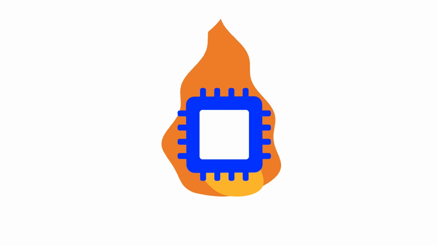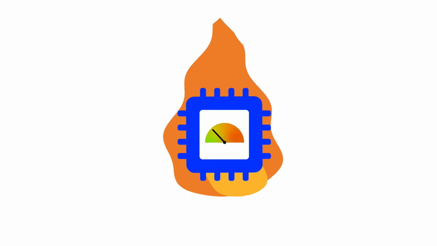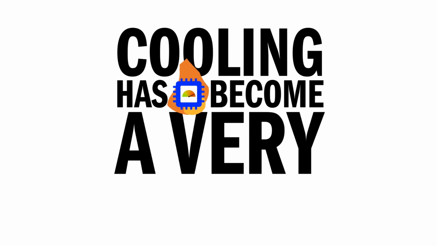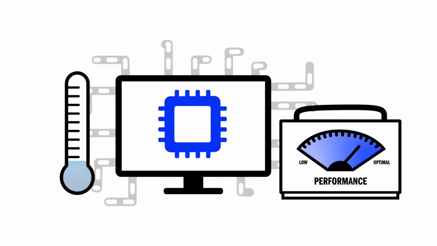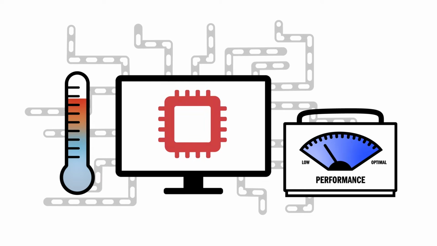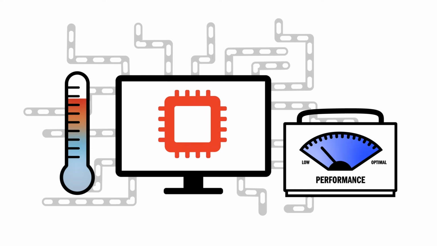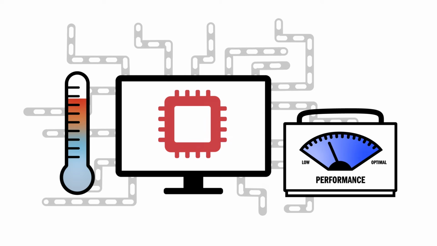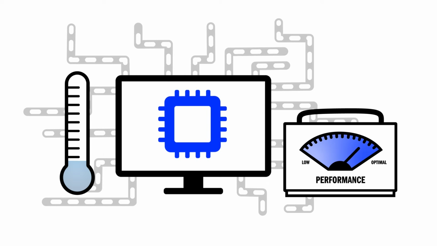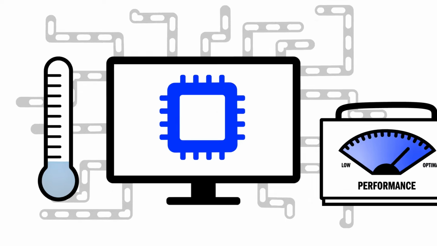However, the continuous shrinking of processors has led to smaller and more densely packed chips. In today's world, thermal management is crucial to processor performance. Indeed, cooling has become a very hot topic. Managing power dissipation is the critical factor in determining speed, efficiency, and reliability in high-performance computing. Having a robust thermal management solution is key to optimizing performance and increasing the lifetime of these systems.